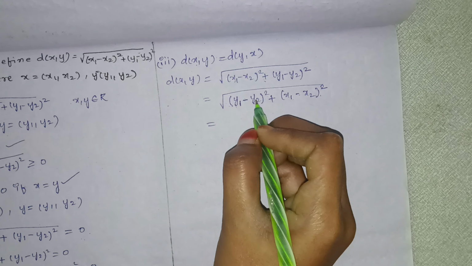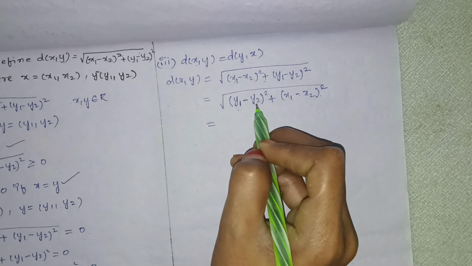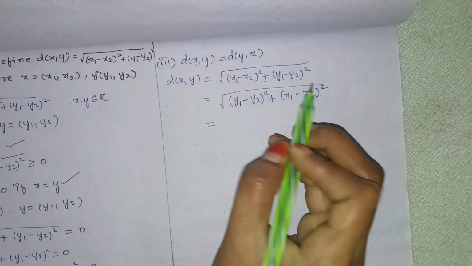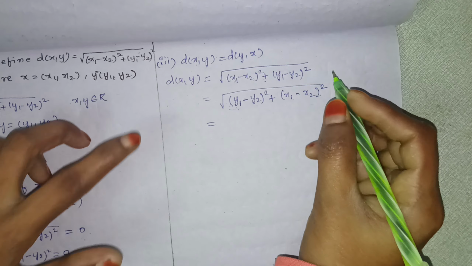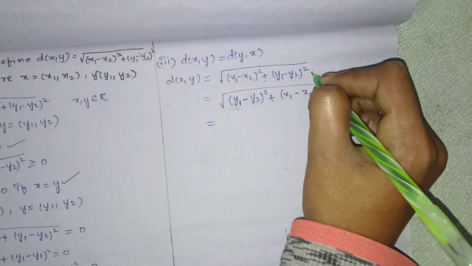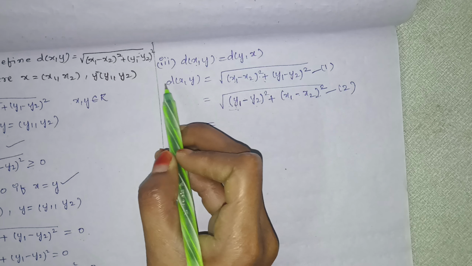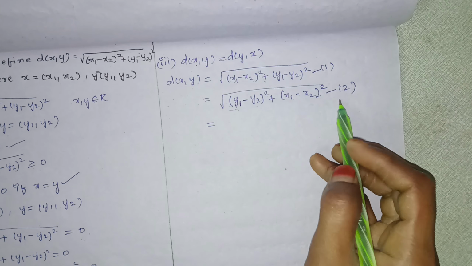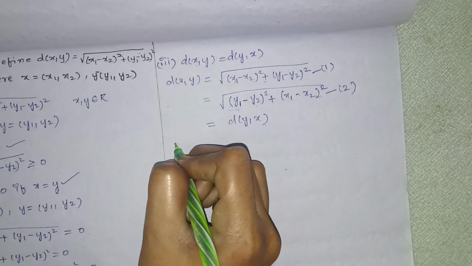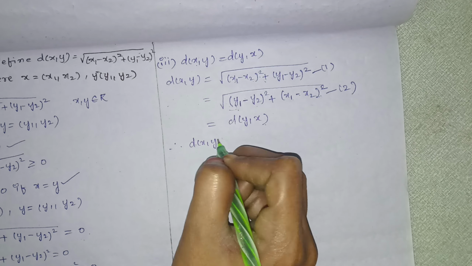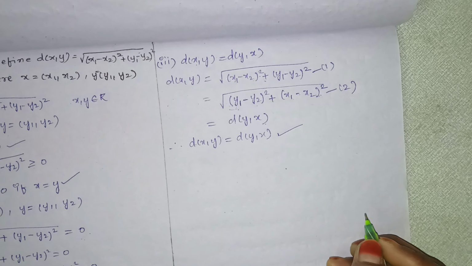In the place of x1, I put y1, and in the place of x2, I put y2, just interchanging x to y and y to x. If you compare the first one and the second one, if this is expressed as d of x comma y, I can express equation 2 as d of y comma x. Therefore, d of x comma y equals d of y comma x. Hence, the third condition is also proved.